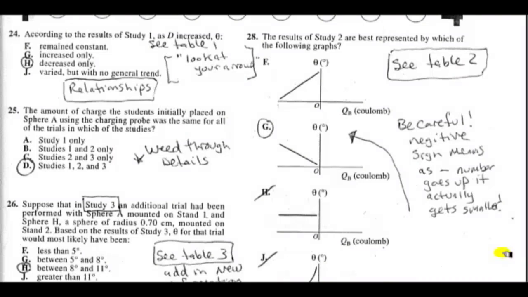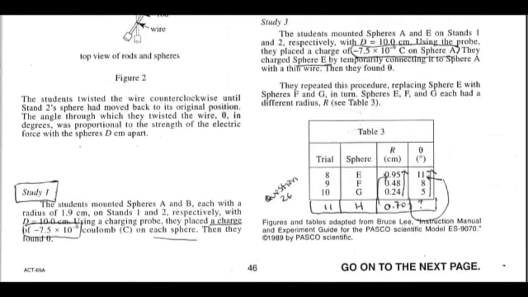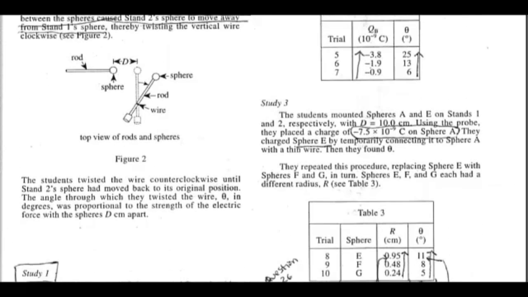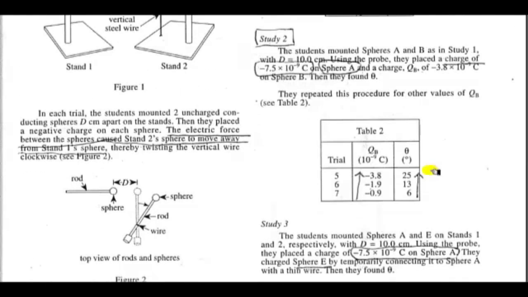Test 69A, Science Practice Problem number 28. Number 28 reads, the results of study 2 are best represented by which of the following graphs? First of all, let's scroll on up and take a look at study number 2. You see study number 2 is right here.